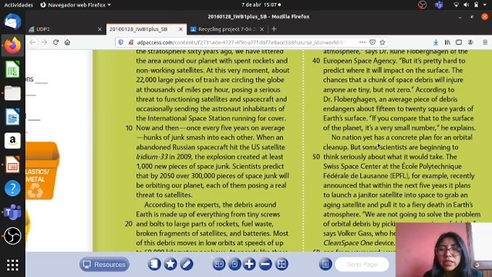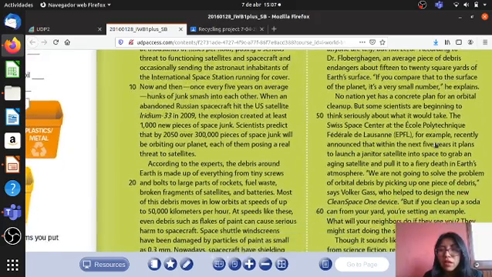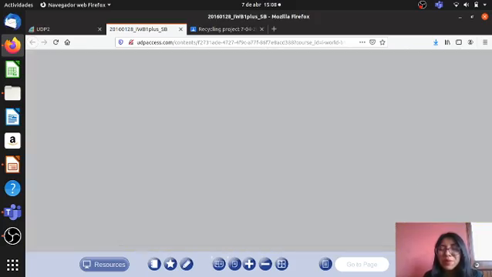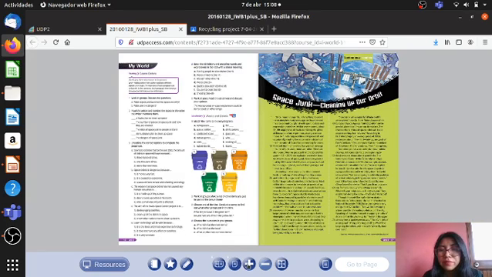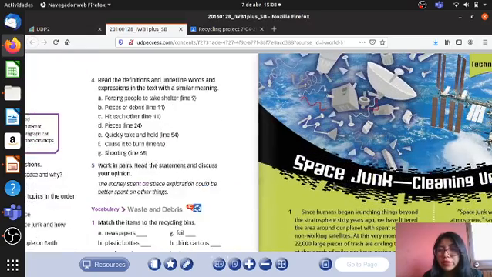No nation yet has a concrete plan for an orbital cleanup, but some scientists are beginning to think seriously about what it will take. Wait a minute, sorry, that is a little difficult, but I am trying to do it.